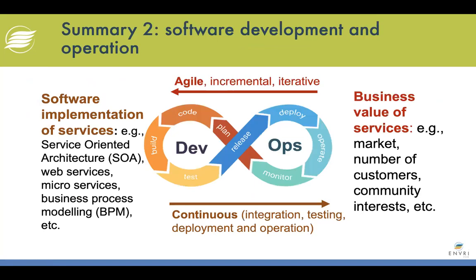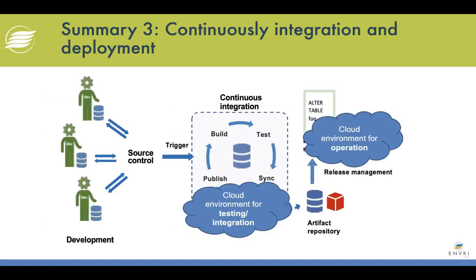Second, we discussed the software development and operation life cycles, and why for services we need these business viewpoints. We discussed why we need agile, why continuous integration, testing, and deployment are important, and what technologies we can apply to deliver agile and continuous integration and deployment. We also argued why cloud is important there.